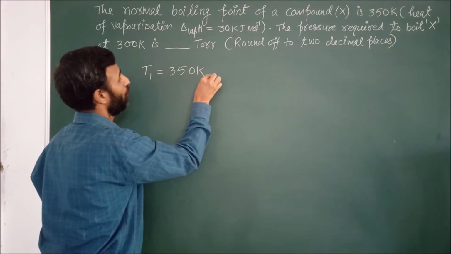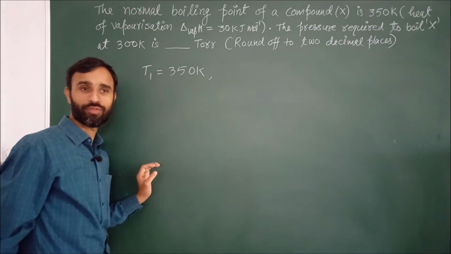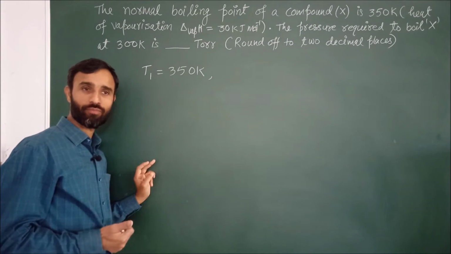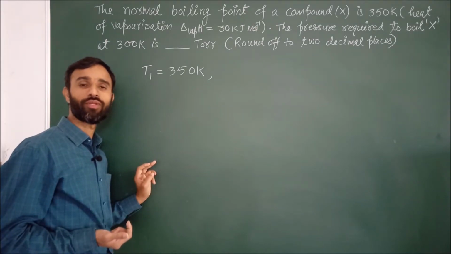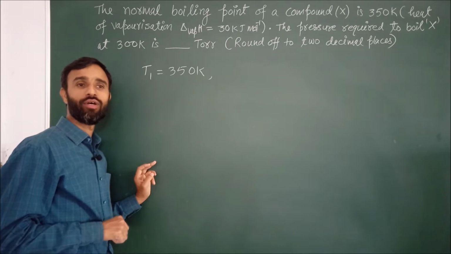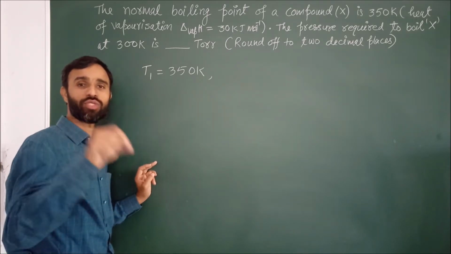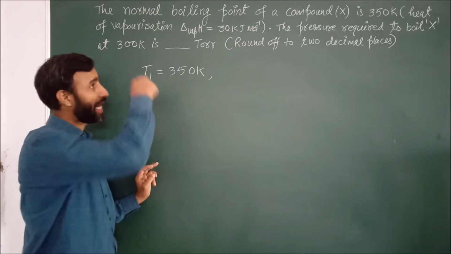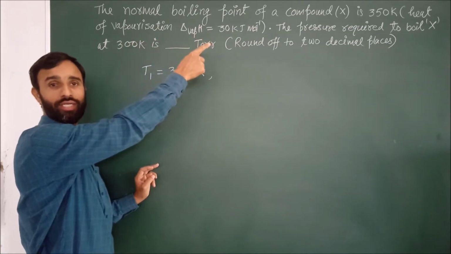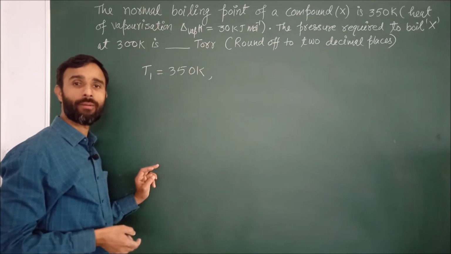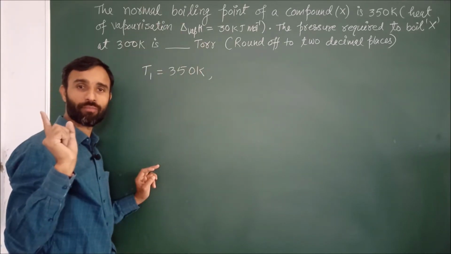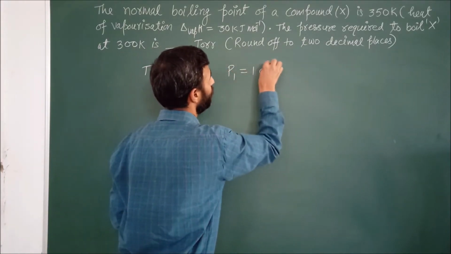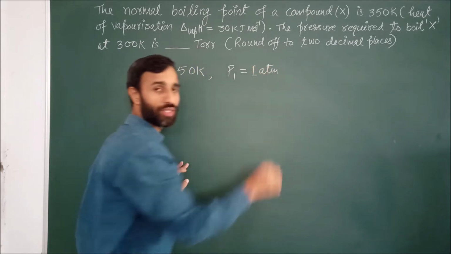So you know what is normal boiling point? It is defined as the temperature at which the vapor pressure of a liquid becomes equal to 1 atmosphere. In the case of standard boiling point, it becomes equal to 1 bar. In normal boiling point, the pressure corresponding to it is 1 atmosphere, right?